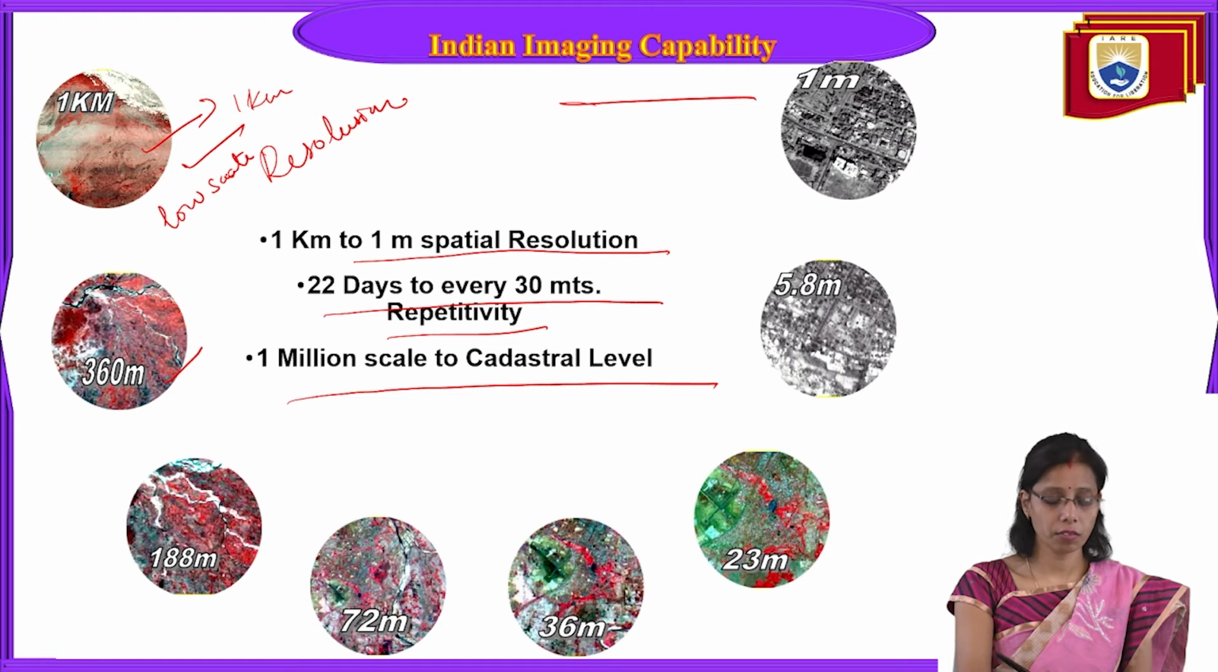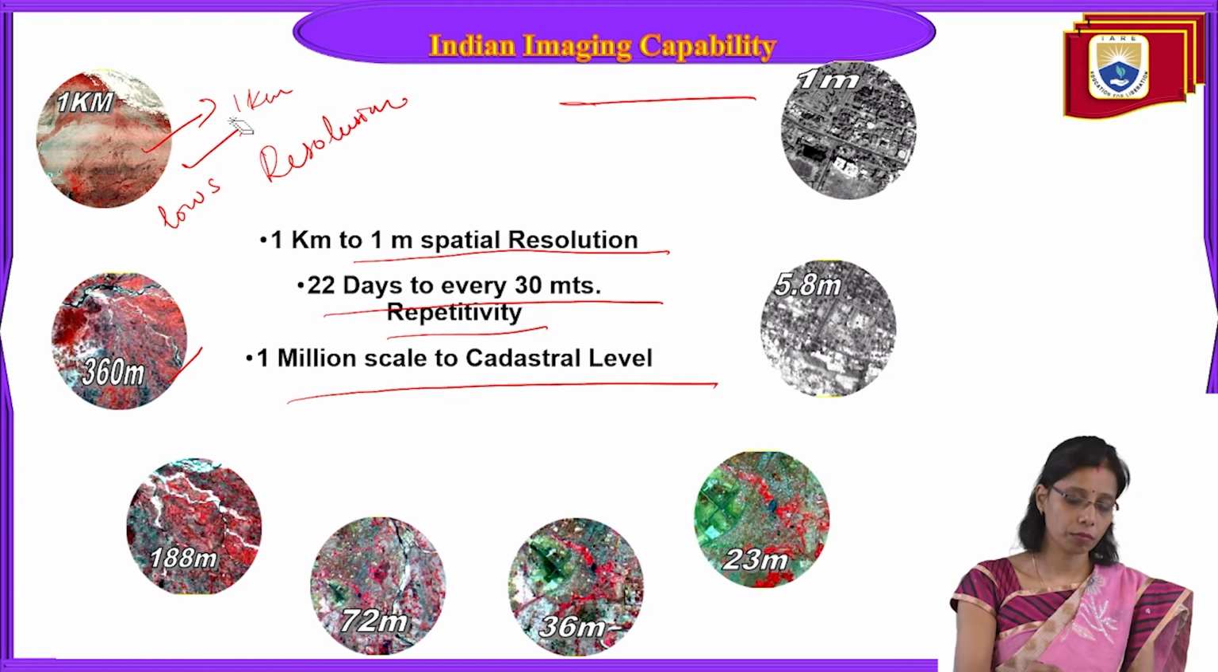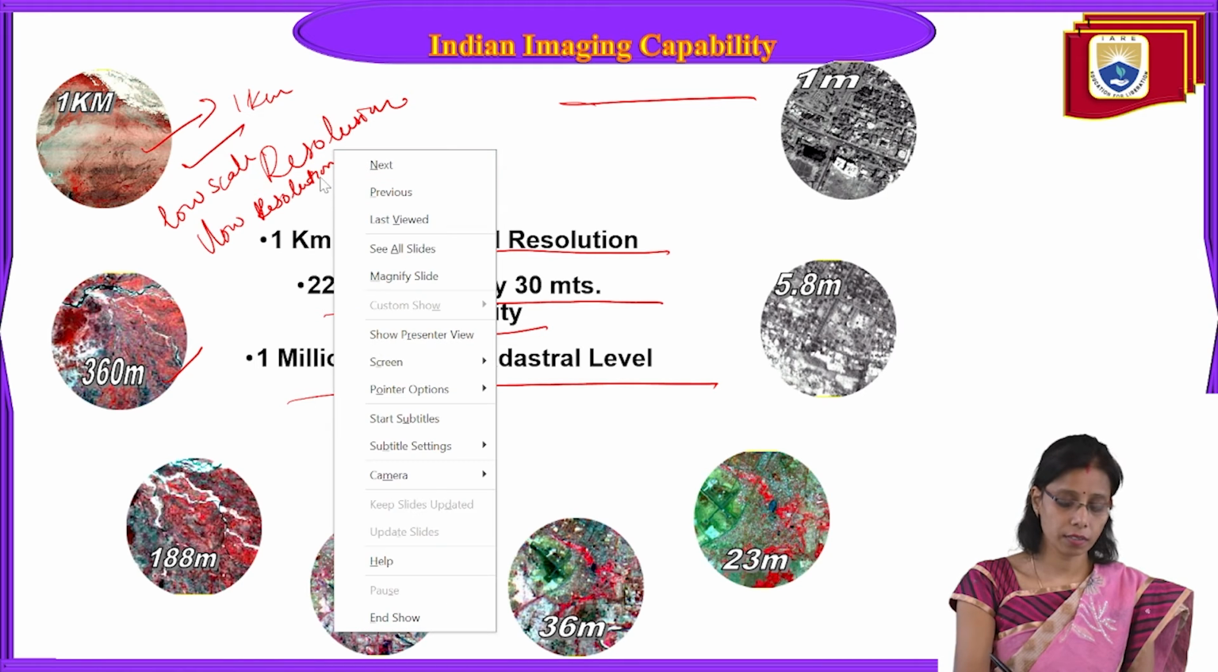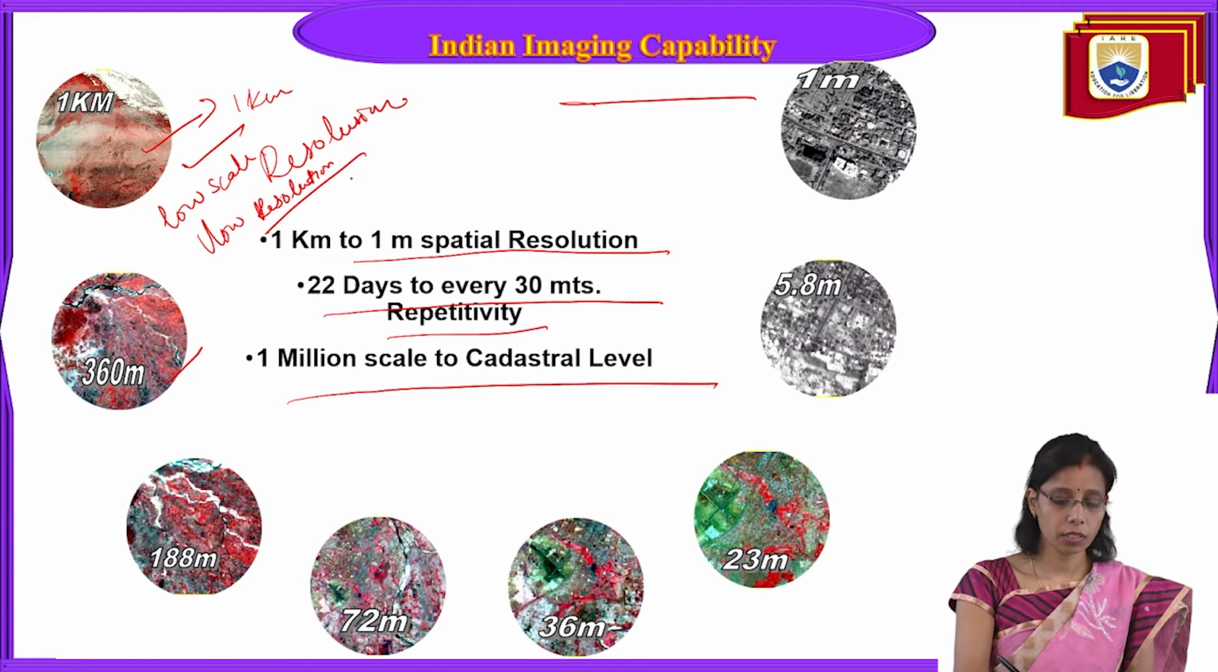So it has a very low scale. Low scale we call low resolution. We'll discuss in detail what resolution is later. So it has a low resolution. Now we have 360 meters. This is also low resolution.